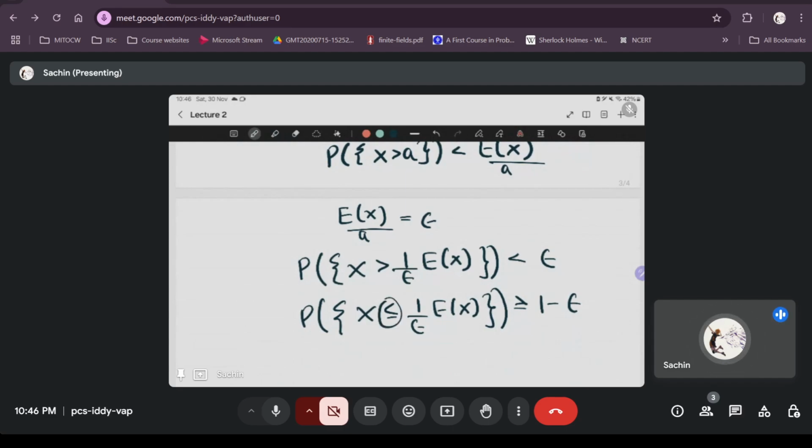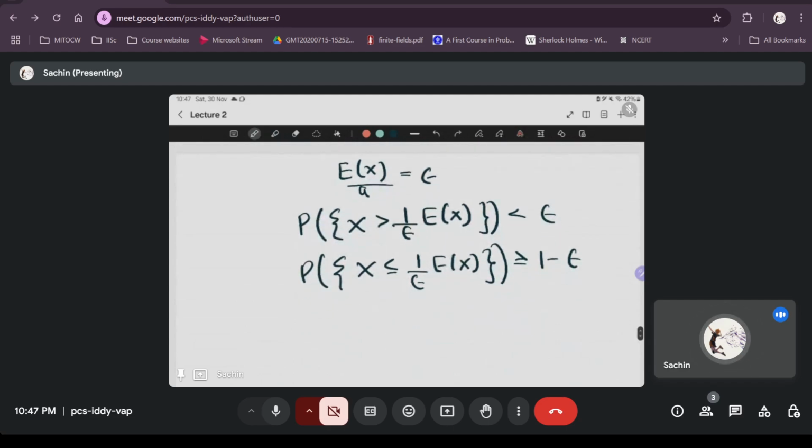So if this is the event, random variable x takes a value greater than the RHS, the complement of that is the event that the random variable takes a value less than or equal to the RHS. So then its probability will be greater than or equal to 1 minus epsilon. So now to get it into the form that we want, I can substitute lambda is equal to E of x over epsilon.